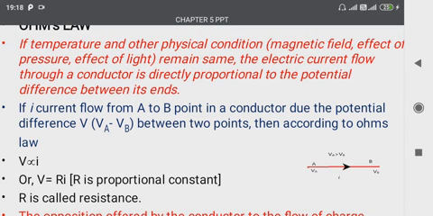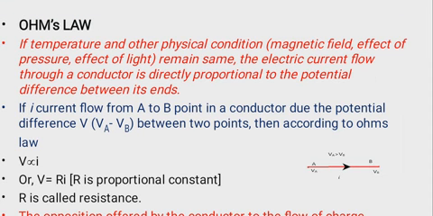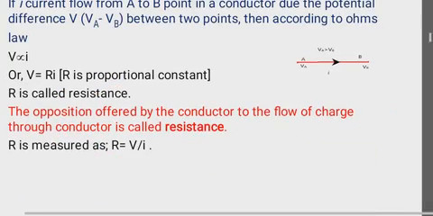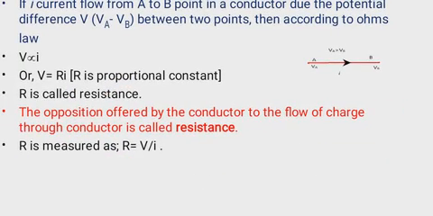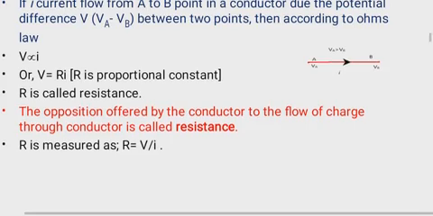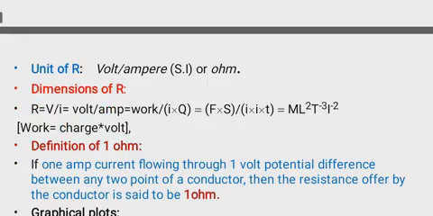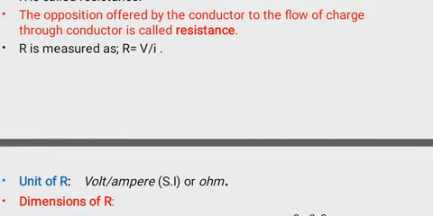According to Ohm's law, V is proportional to the current passing through the conductor, V proportional to I, or V equal to RI. R is a proportionality constant called resistance. Resistance is defined as the opposition offered by a conductor when current flows through it, and resistance is measured as R equal to V by I. The unit of R is volt per ampere, that means ohm.